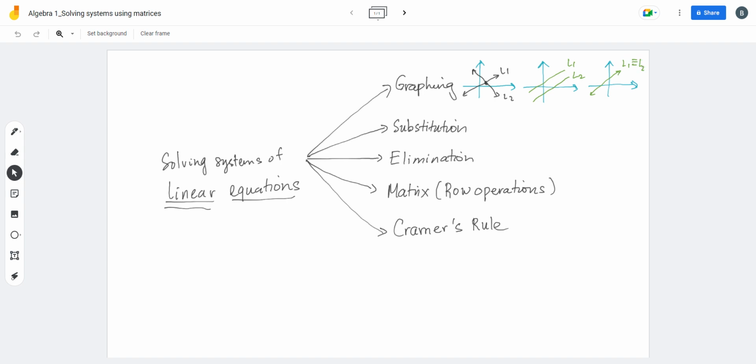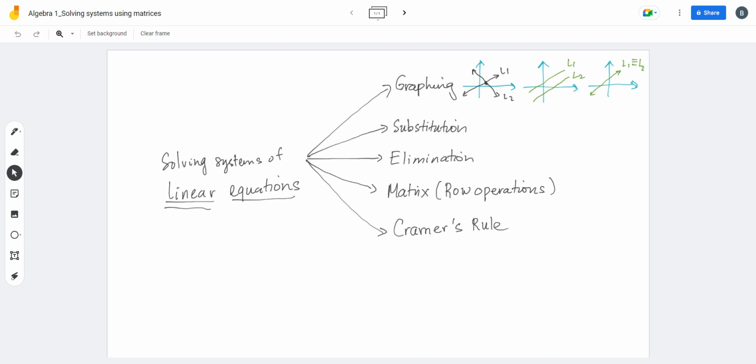Now, the second method is substitution. You express one variable in terms of the other, and then you substitute that into the other equation, and then you solve for a single variable. Then you plug the value of that variable into any of the equations to find the other variable. I'm not going to go through all of these techniques here because we already covered that in class or in previous videos.